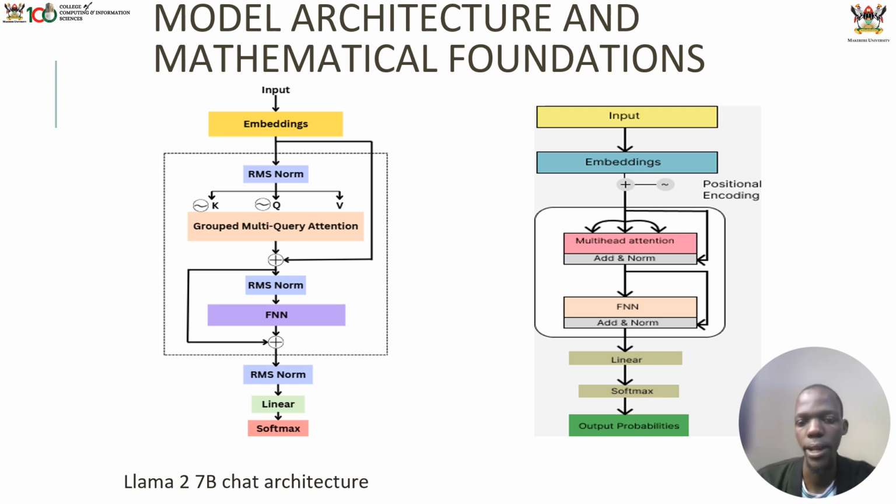Then after that, the normalization. Some of them use layer normalization, others use root mean square normalization. Then after normalizing, data is fed into the feed forward neural network. After that, again, it is normalized. Then after normalizing, we have the linear component. This linear component is just to match the embedding into output logits, and these logits are mapped to the vocabulary of the model.